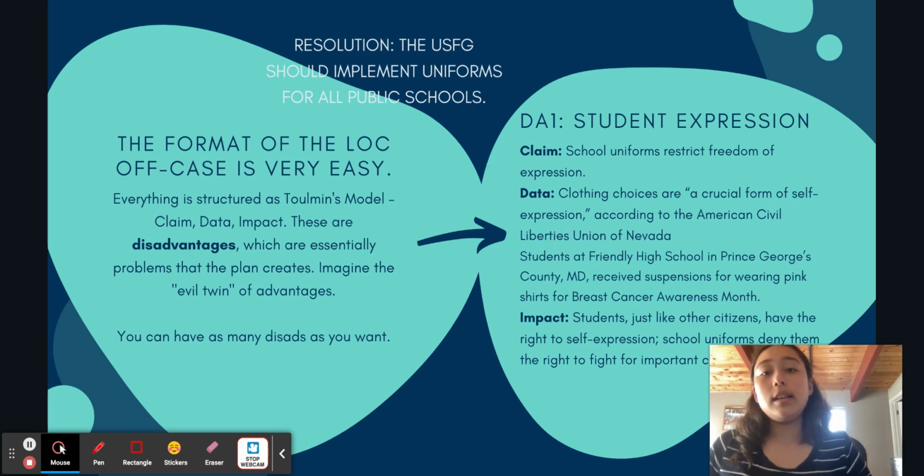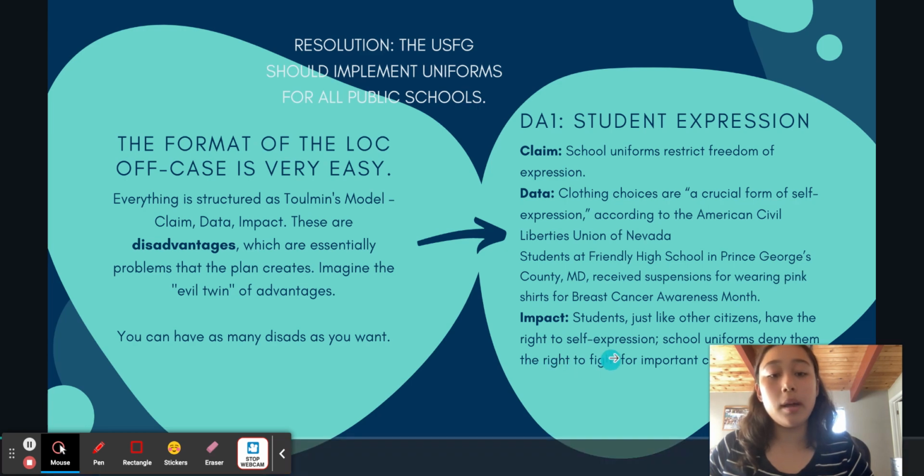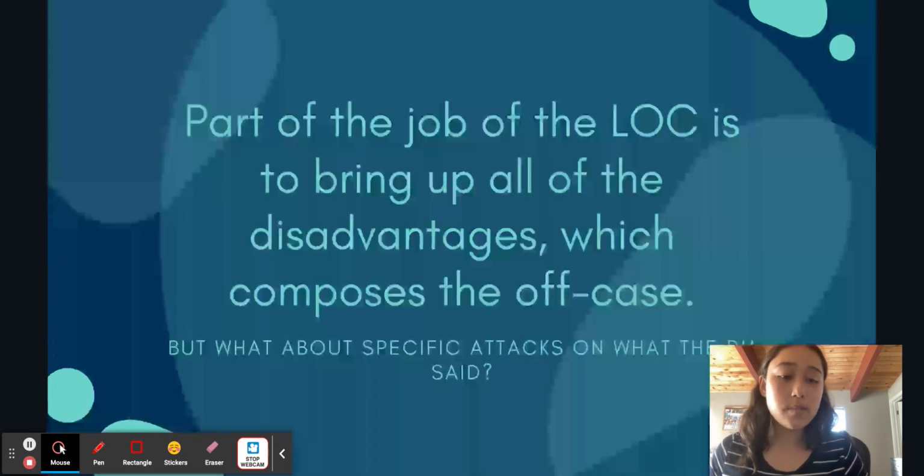Now, the idea of these impacts is that you're going to be explaining the negative effects that the plan creates and why these negative effects are so bad that even if the plan solves, even if it does everything right, the negative aspects of the plan just undo all of that and don't justify passing the plan in the first place. So you have to really explain why this right to self-expression is important and how they have to fight for important causes. This impact is vital to explaining why your entire disadvantage is important and why the entire plan no longer stands.